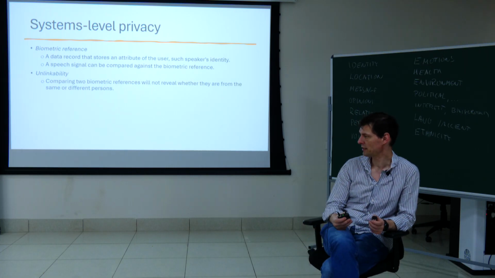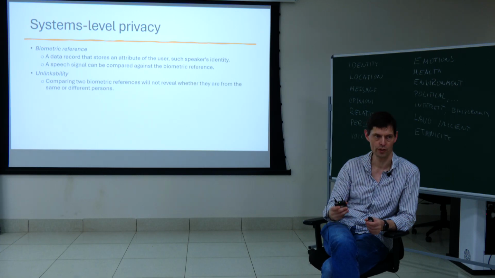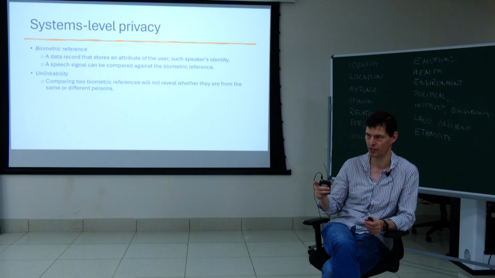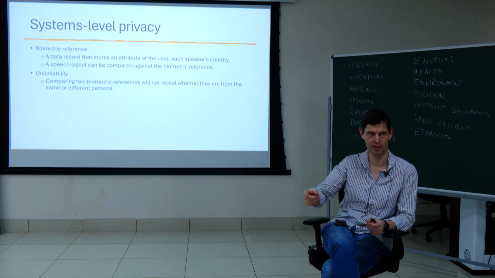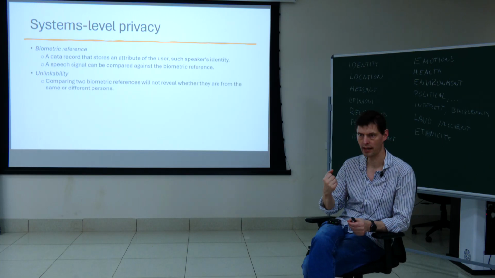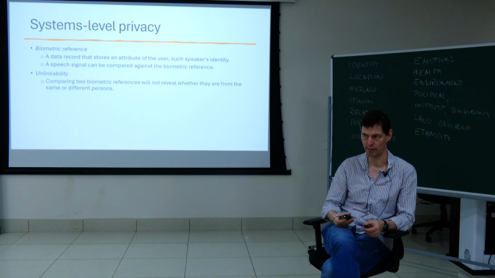But the interesting thing is that the reference itself should not be identifiable. So we shouldn't be able to go backwards. So basically it's like a key, like a password. If we have Jolly's password, then we can verify that it is him. But without the password, we don't know whose password this is. So that's the unlinkability aspect of it.